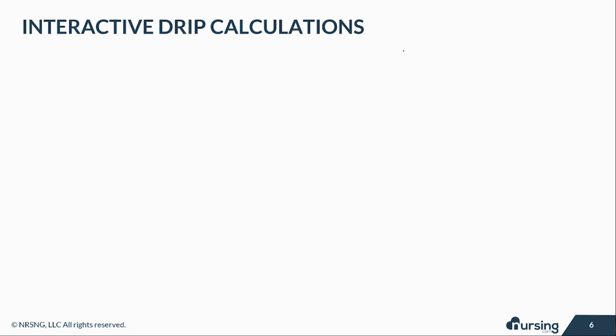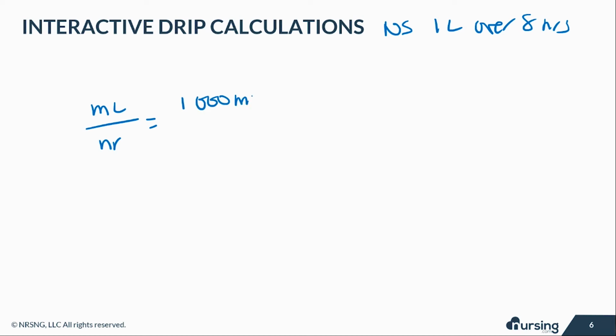Let's go ahead and do another one. These are a little bit simpler. So let's say we have normal saline, 1 liter over 8 hours. So it's an infusion, so milliliters per hour. And I know that 1 liter is 1,000 mils over 8 hours. That's it. And then I'm going to divide, and it's going to be 125 milliliters per hour. That's all. There's nothing else to add in the problem, so keep these simple, okay?